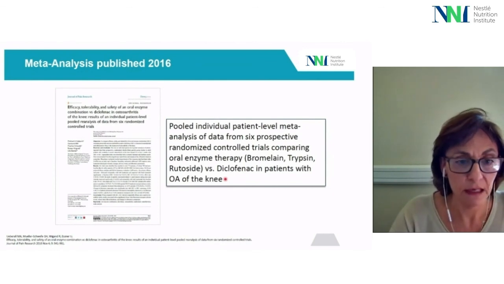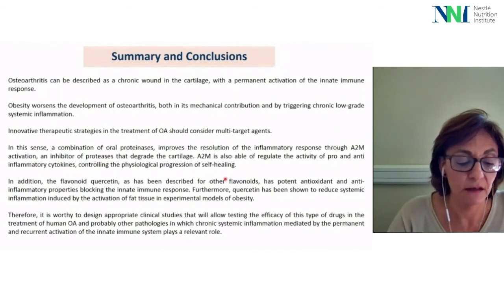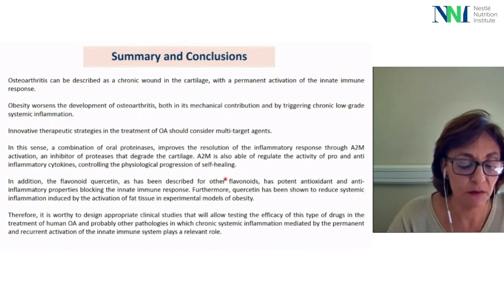In summary, osteoarthritis can be described as a chronic wound in the cartilage characterized by a permanent activation of the innate immune response in the joint cells. Either the mechanical alteration itself, cartilage degradation products, apoptotic cell debris, or an excess of nutrients trigger this chronic joint response. In addition, obesity worsens the development of osteoarthritis both in its mechanical contribution and by triggering chronic low-grade systemic inflammation. In obese individuals, fat tissue is mainly responsible for this chronic inflammatory activation.